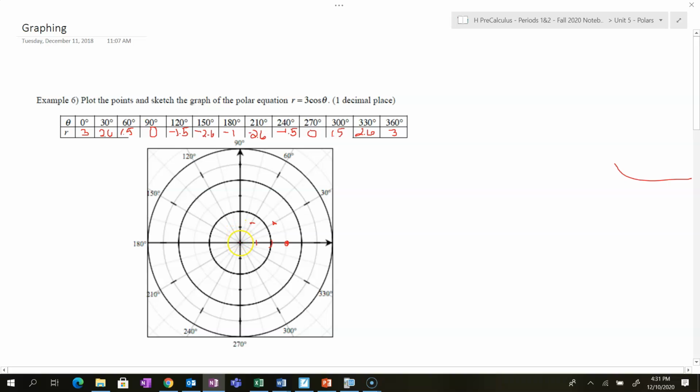And then 90 degrees is going to be 0, so it's going to be right about here. And then 120 is the next one. Now remember, negative 1.5 means we go backwards. So for 120, we would go negative 1.5, which would be right about here.